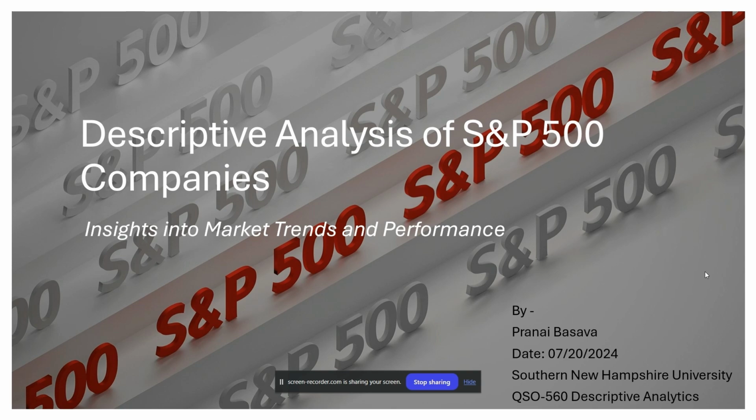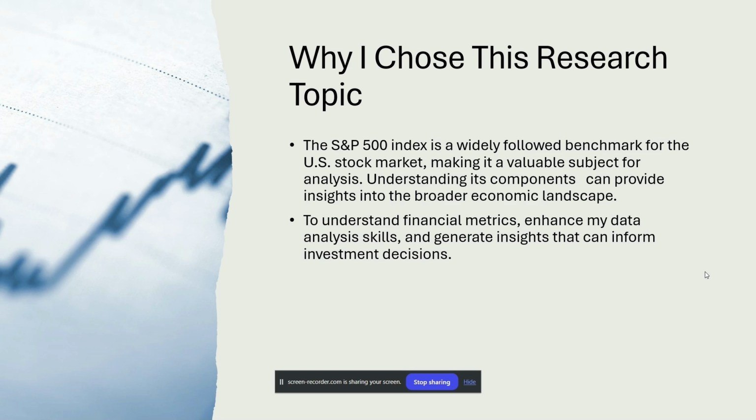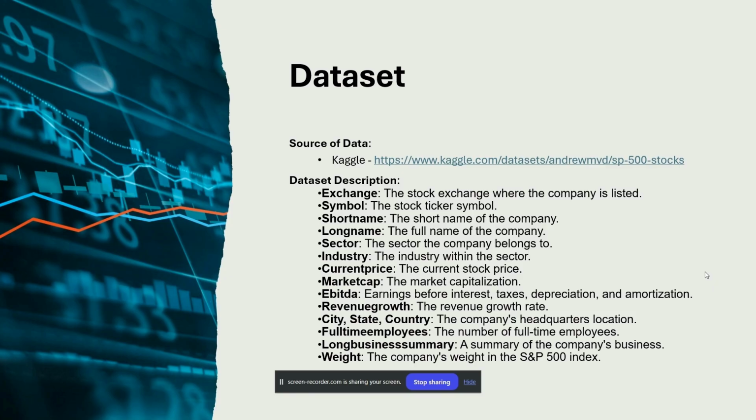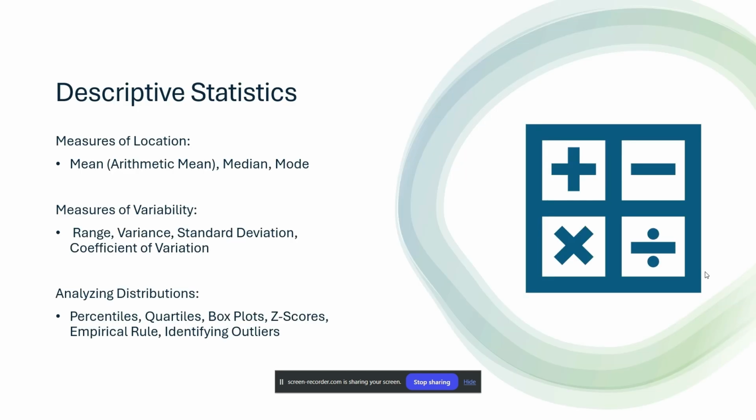In the previous video, we covered the overview of the S&P 500 and why I chose this research topic. Then we discussed what objectives we're going to achieve by doing the descriptive analysis of this S&P 500 data and what the dataset has. We also performed data cleaning by removing duplicates and handling missing values, and then performed basic descriptive statistics on this data using Excel.